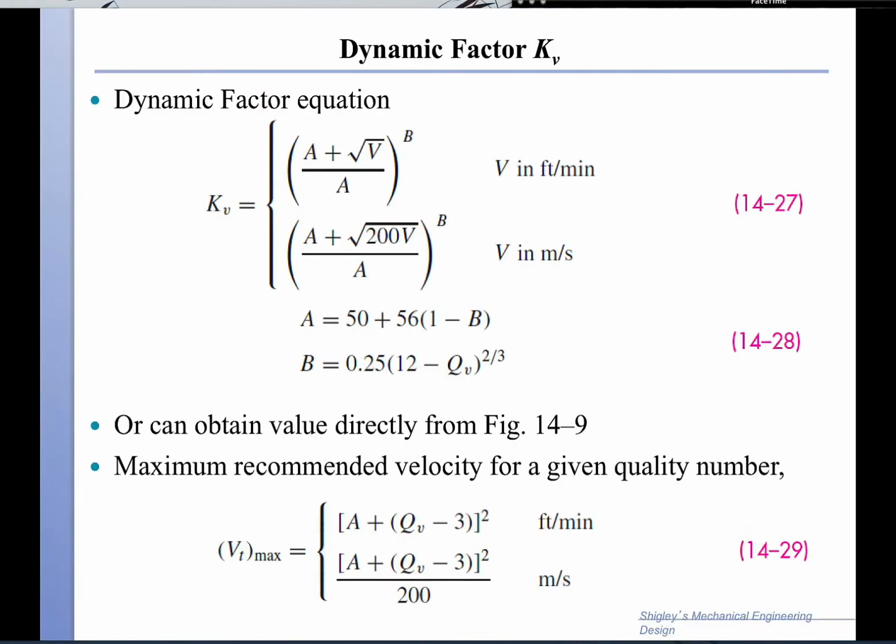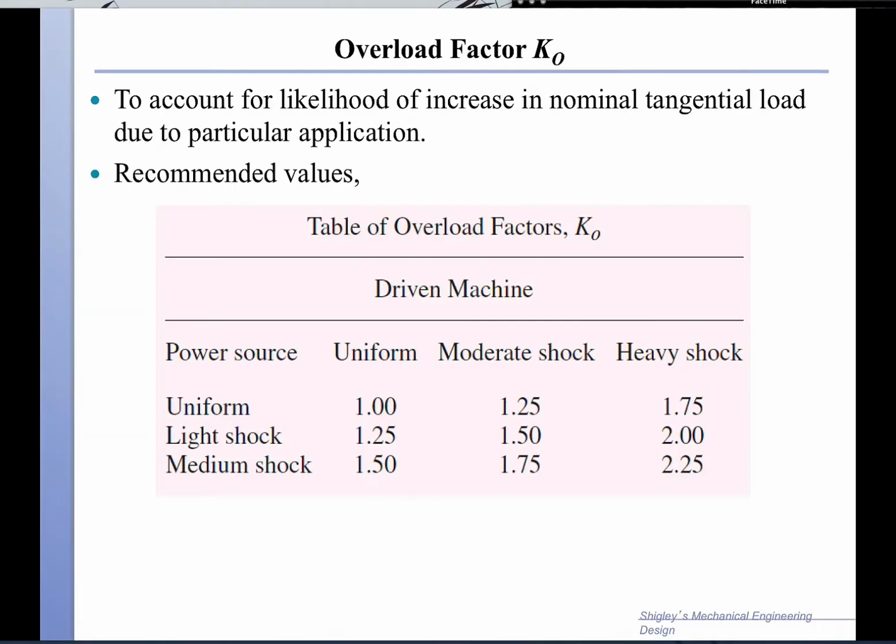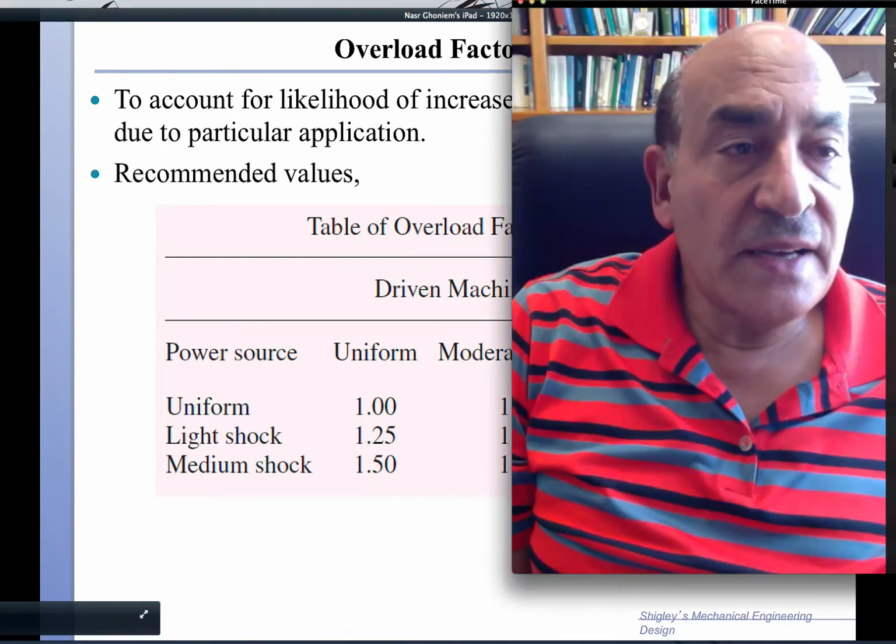And that is given, so the simple form of K sub V that we used in the Lewis equation has two parameters, A and B, in addition to the pitch line velocity. And the A and the B depend, especially the B, depends on the quality factor, the lowest being 3. So anything above 3 will be obtained. And we have a maximum velocity for a given quality number anyway. These are shown here.